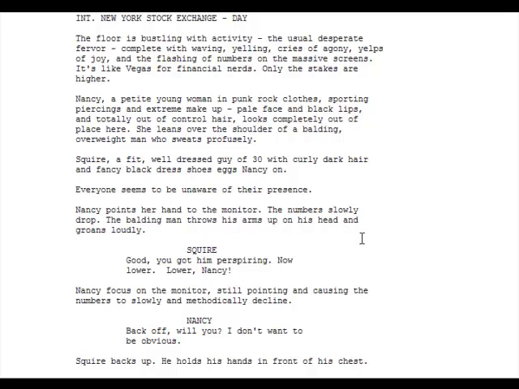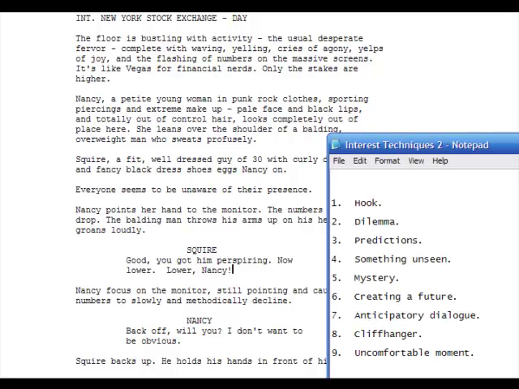Now, Squire says, "Good, you've got him perspiring. Now lower, lower, Nancy." You could say that's part of the mystery. You could say that's a hook. You could say it's anticipatory dialogue. Take your choice. But mainly what it's about is it creates more interest. So sometimes these different techniques mesh together, which is okay. And if they mesh together and it still creates interest, then you're successful.